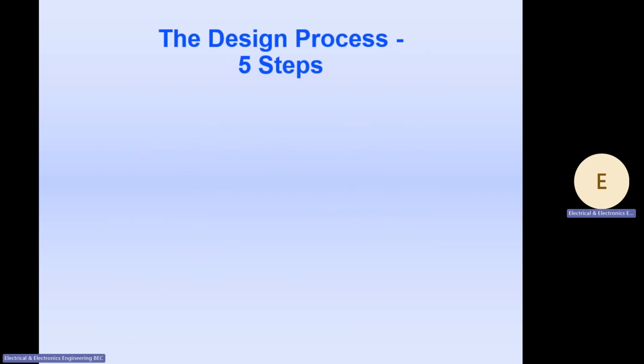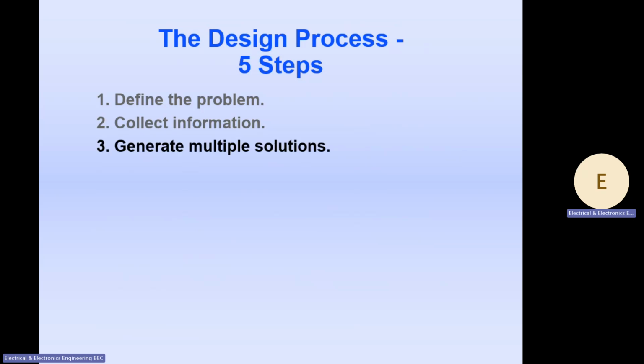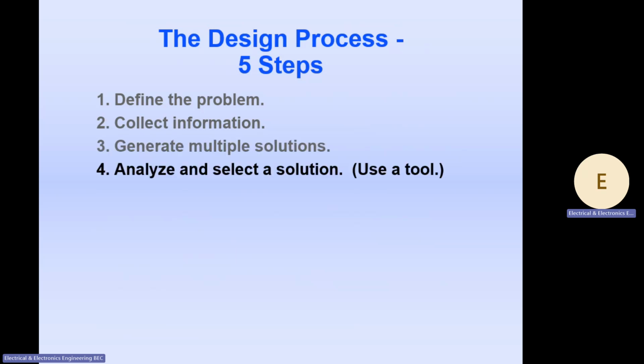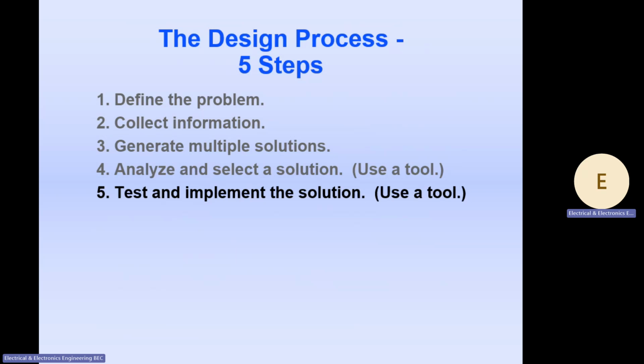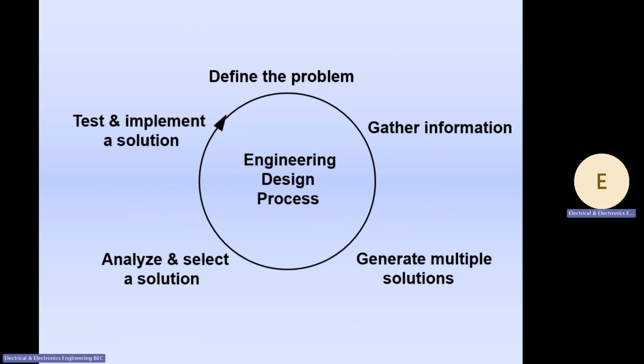This is what we previously saw, the analysis type problem, and this is the design type process. You should define the problem, collect information, generate multiple solutions, and analyze and select a solution by using a proper tool, and test it and implement it. This is a contingent iterative process, what they have shown here. You define, gather, generate multiple solutions, analyze and select, and finally test that particular solution.